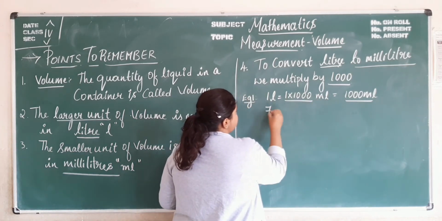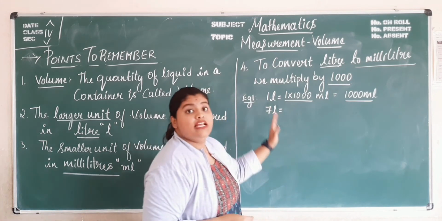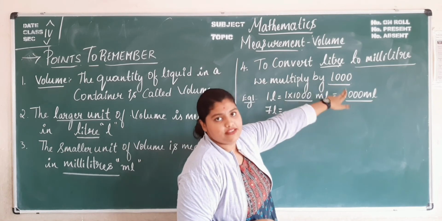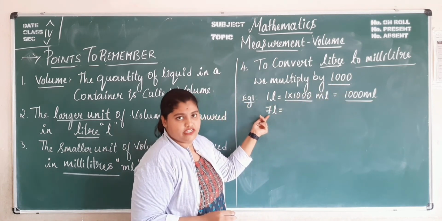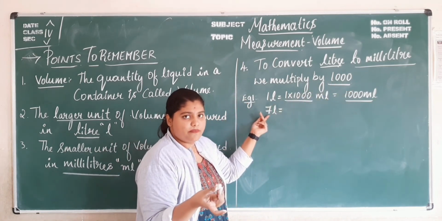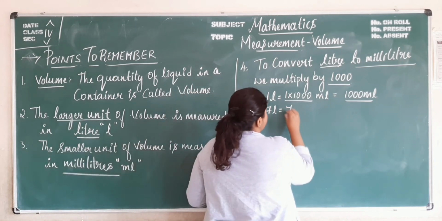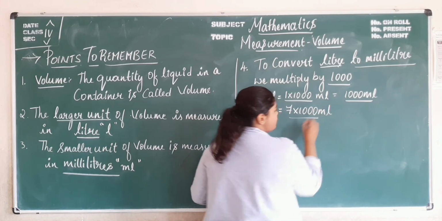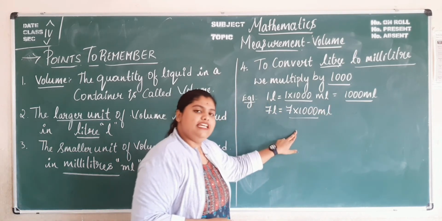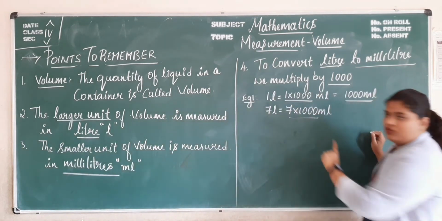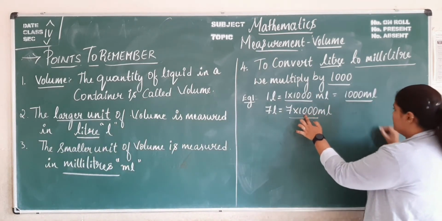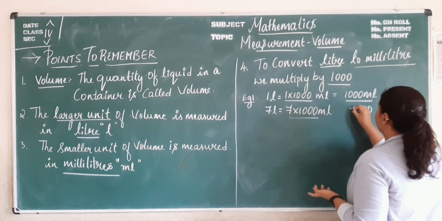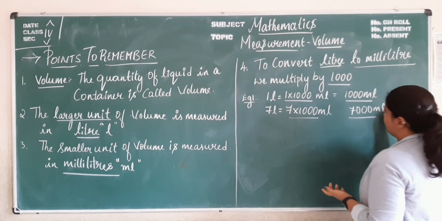If I take 7 liters, what do I do? To convert liter to milliliter, what do we do? We will multiply by 1000. Since we have 7 here, 7 should be multiplied by which number? Yes, 1000. So 7 into 1000 ml. So what is 7000? Yes, 7000. We will count the number of zeros: 1, 2, 3. So we write from the right side, 1, 2, 3, and then 7. So 7000 ml. So simple.